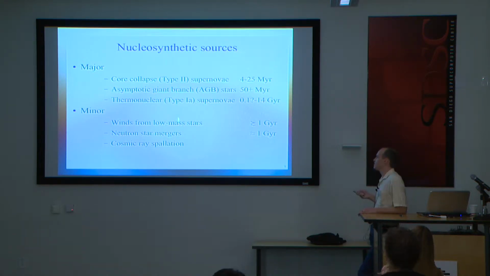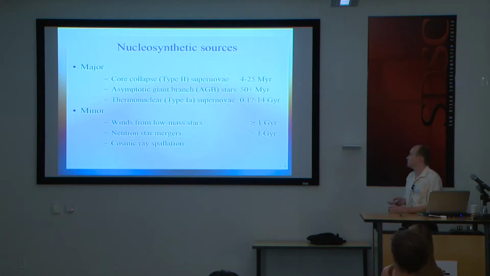And finally, there's a bunch of minor nucleosynthetic sources. Here's a few of them. We have winds from low mass stars. So low mass stars, even like the sun, are losing mass, and they can spew whatever's in their envelopes out into outer space. We have neutron star mergers, which are possibly a source of the R process. I think Carla's going to talk about that. We have cosmic ray spallation, where cosmic rays can strike a heavy nucleus and break it apart. This is a dominant way of producing lithium-6 in the universe.